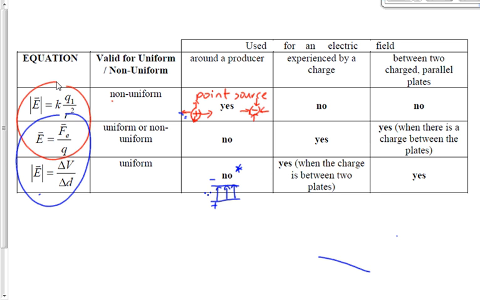Finally, that middle equation that we call the universal equation, we're not going to use it around a producer when we have information about the producer. But I'm going to star that one as well, because you can use it with a producer. It's just that you have to have information about the experiencer. So maybe you got something like this, but you've got an experiencer somewhere in that field. Maybe you've got something like this. You've got an experiencer in that field. The bottom line is you're going to use it when you have an experiencer, something feeling the field.